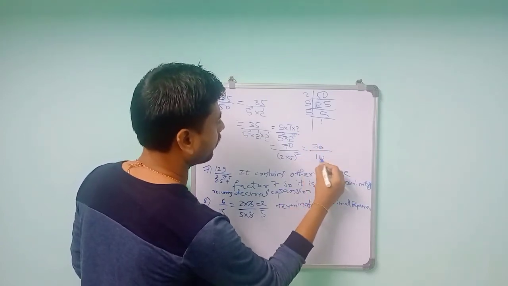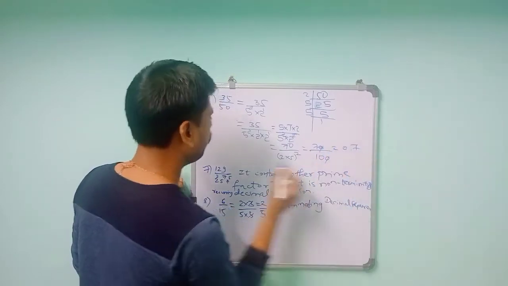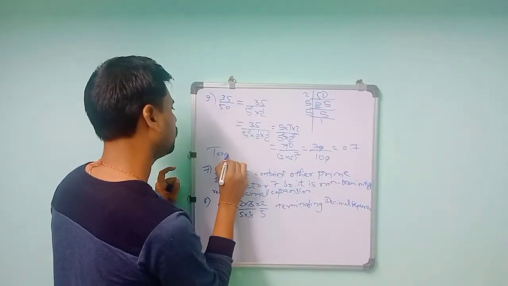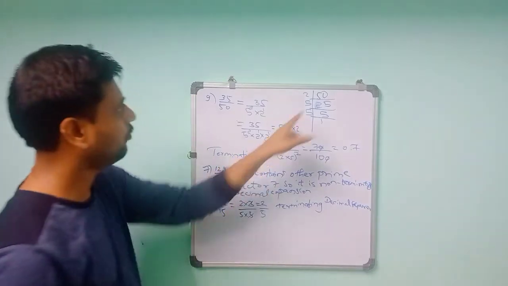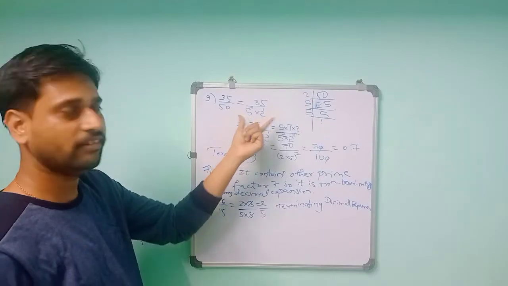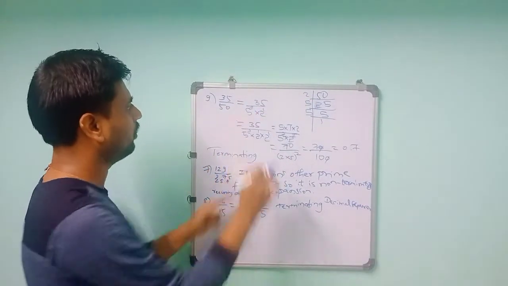Then 70 by 2 into 5 is 100. 10 square is 100, so the 0s get cancelled. So 7 by 10 means 0.7. So it is terminating. By seeing only this, you can tell this is terminating, but you have to make it in the power of 10. So 5 square is there, 2 raised to 1 is there.